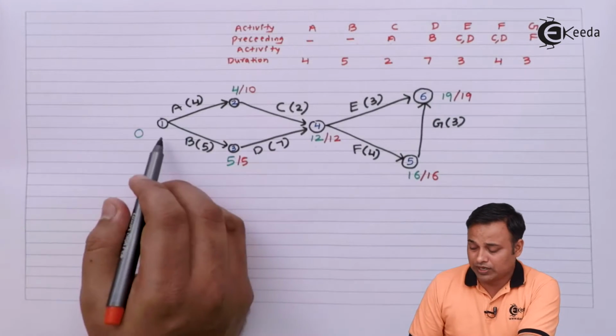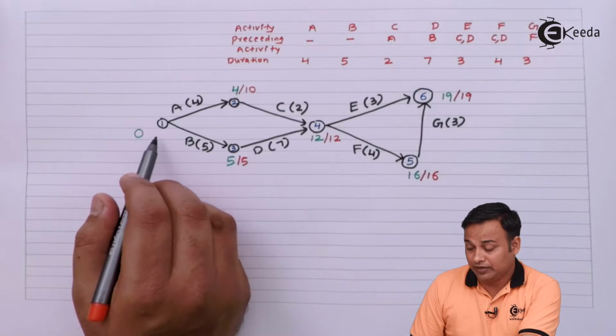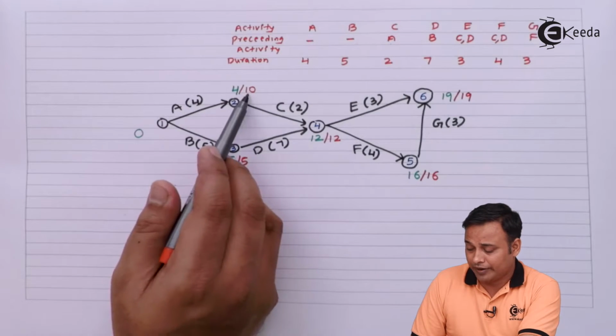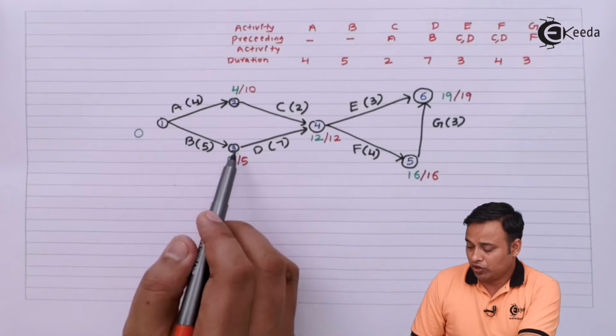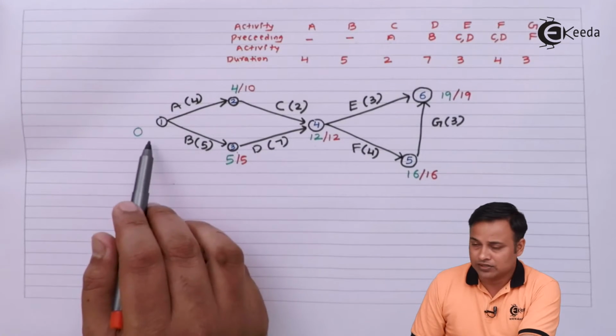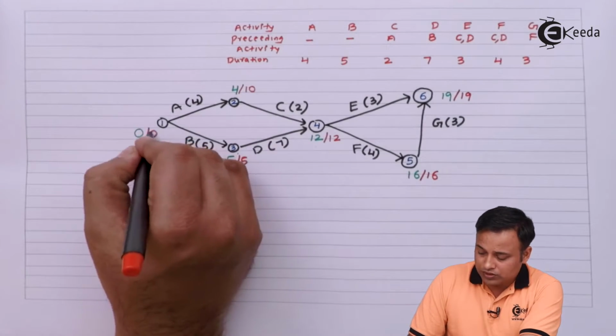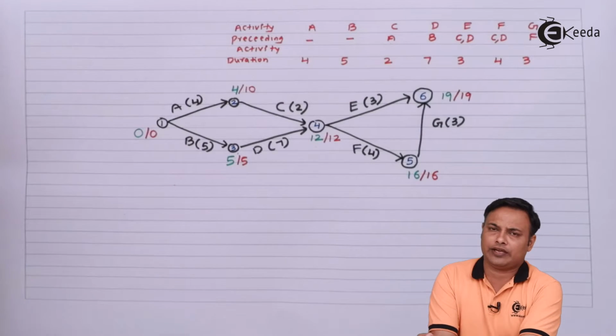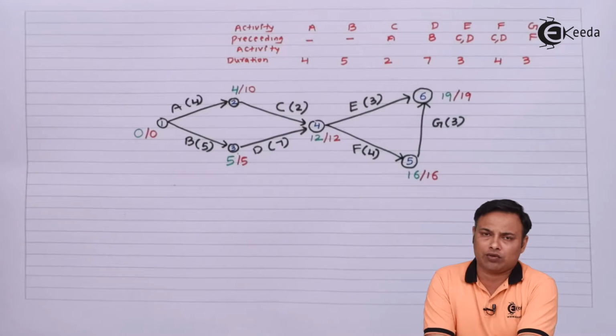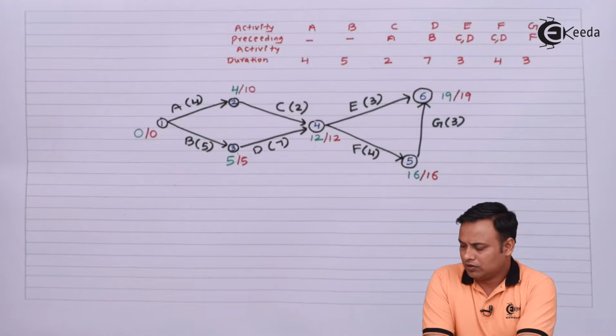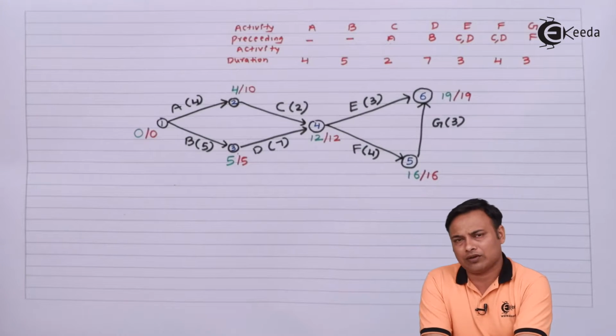Now at 1 I can come from two places because 1 is my burst event. So 2 to 1 it will be 10 minus 4, 6. 3 to 1 it will be 5 minus 5, 0. Now since I got a 0, that is the indication that my backward calculations are correct. This was all about forward and backward calculations.